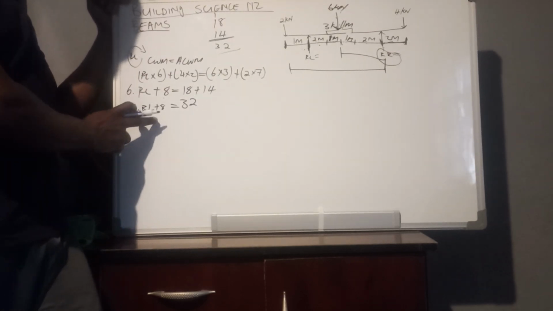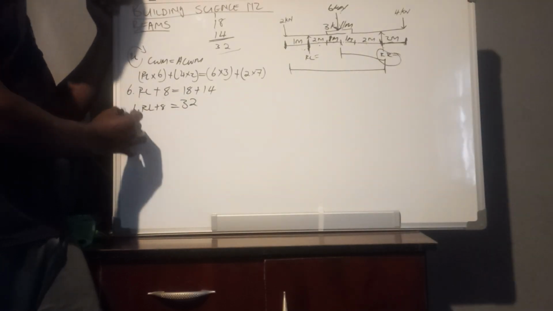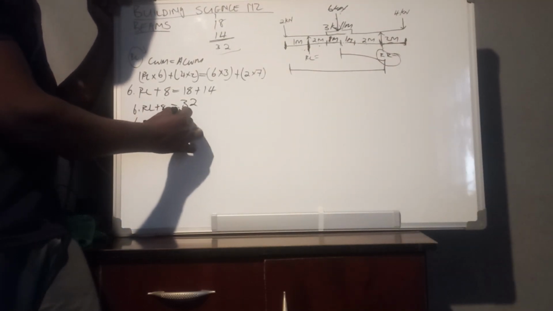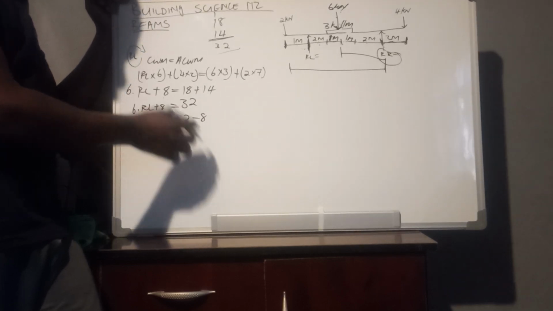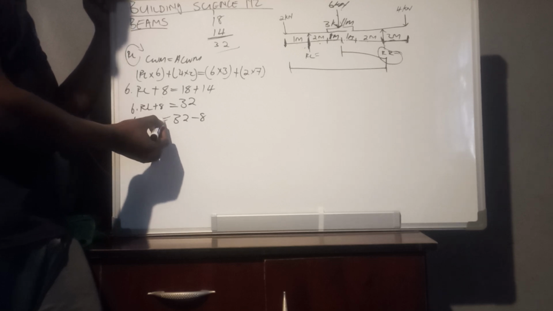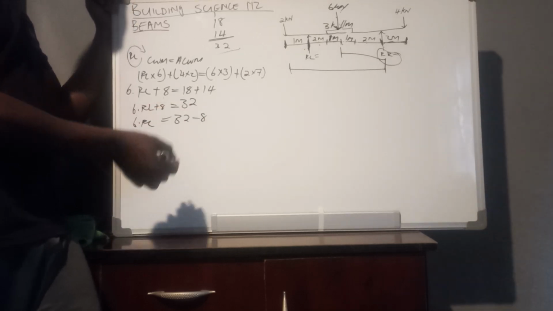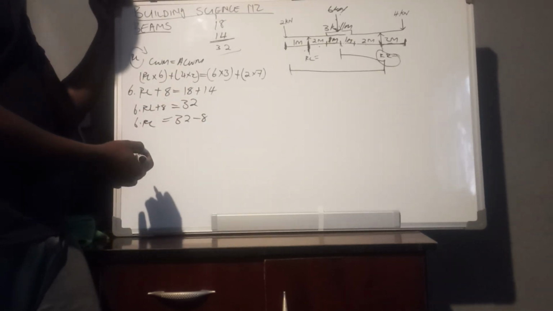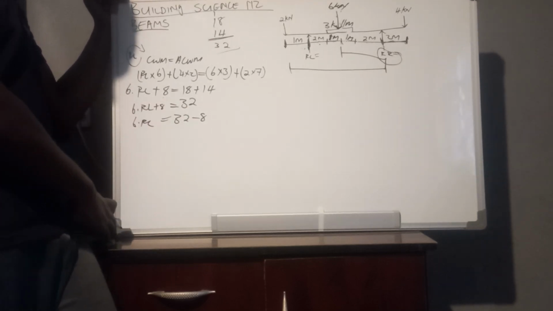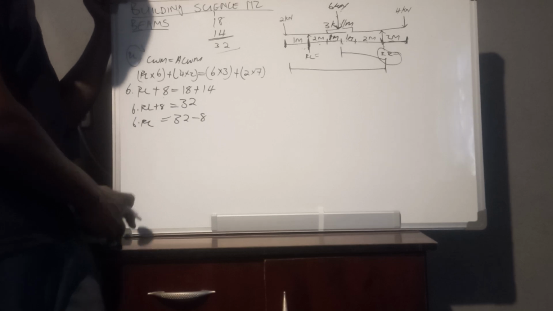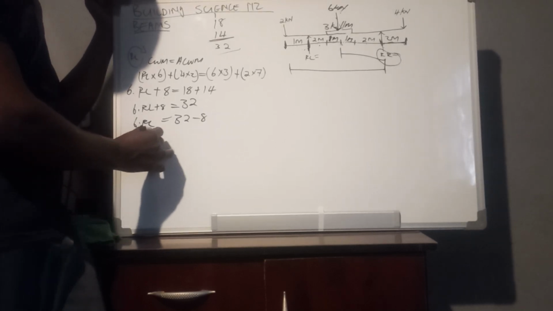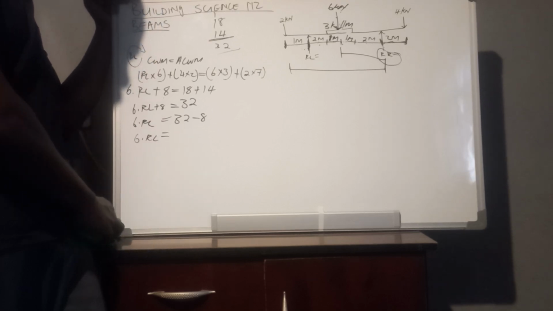You're going to say, we take this one to that side, we collect the like terms, right? So we're going to say 6RL is equal to 32 minus 8. It has to change the sign. Remember, when it moves towards that other side, whenever it crosses the equal sign, it has to change the sign. Then from here, what are we going to do now? We are going to say 32 minus 8. 32 minus 8, what are we going to have? We're going to say 6RL is equal to 32 minus 8.